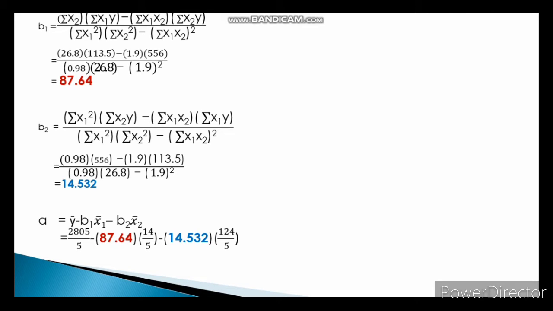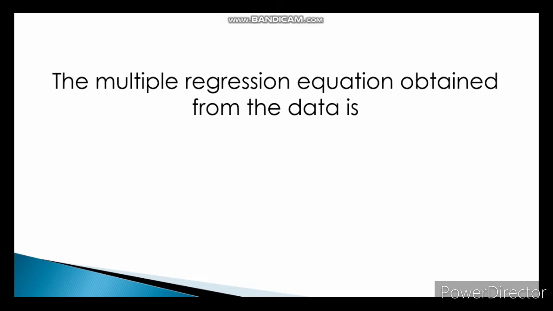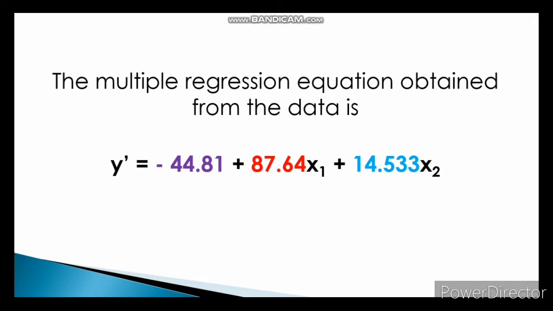Kay a naman, maaari natin siyang sagutin since meron na tayong b sub 1 at saka b sub 2. Yung mean of y natin is 2,805 all over 5 minus para sa b sub 1 naman natin is 87.64 multiplied by 14 all over 5 minus 14,534 multiplied by 124 all over 5. And the answer is negative 44.81. The multiple regression equation obtained from the data is y prime is equal to negative 44.81 plus 87.84 x sub 1 plus 15.533 x sub 2.